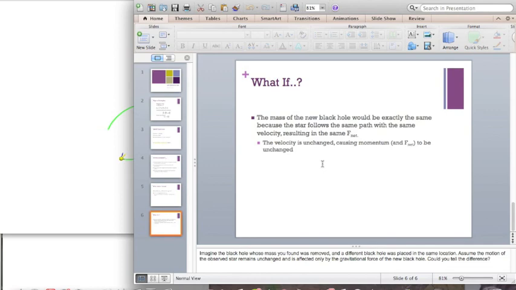What if you use a different black hole? Well, the position of the star is the same, which will result in the same velocity. And if the velocity is unchanged, the momentum will be unchanged, and thusly F net will be unchanged as well, causing the black hole mass to be exactly the same.